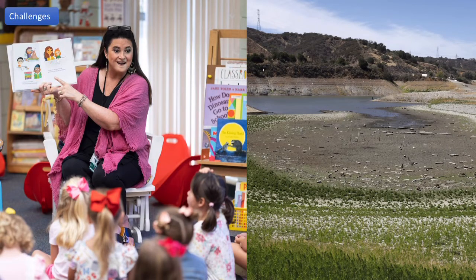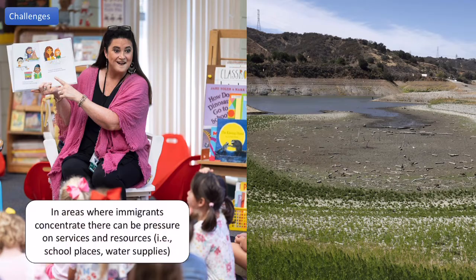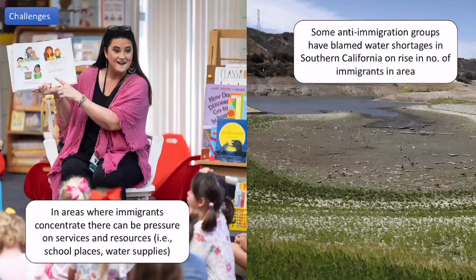Another big issue is in areas where immigrants concentrate. So a good example is Southern California, where there can be increased pressure on services and resources, school places, water supplies. This can sometimes be perceived as much as actuality. A good example of that is there are some anti-immigration groups in Southern California that have blamed water shortages in that area on the rise in the number of immigrants moving to that area over the last 30, 40 years.